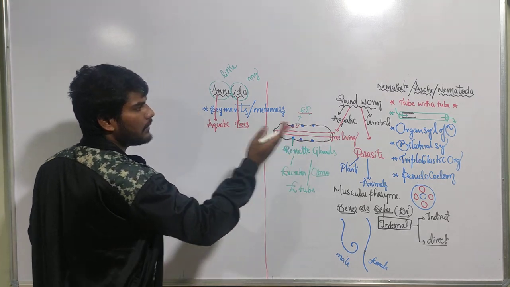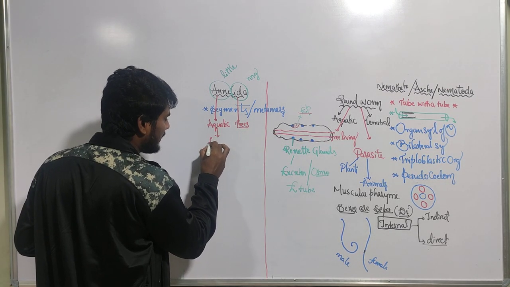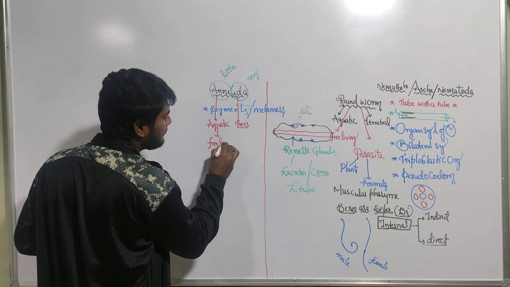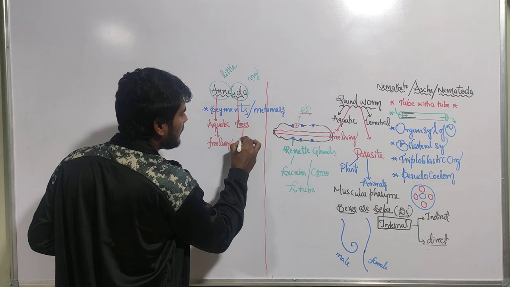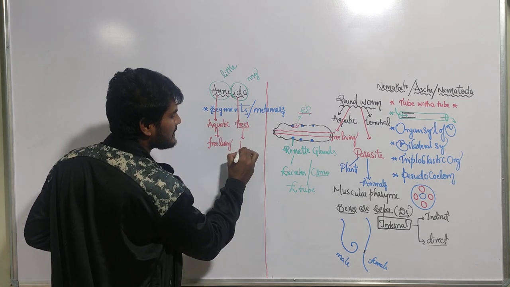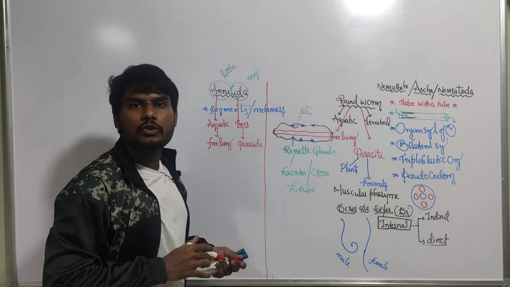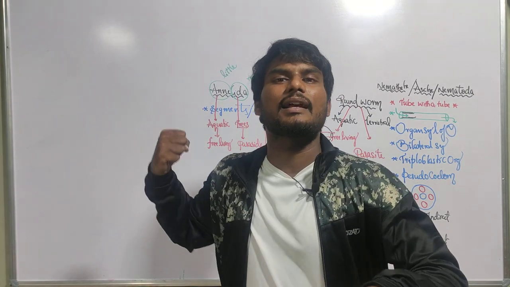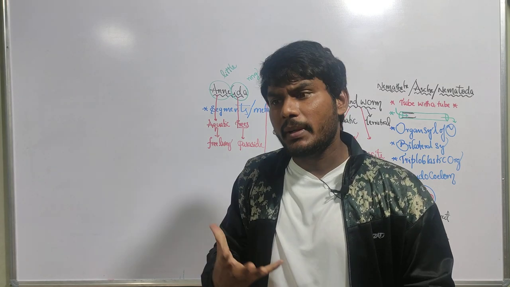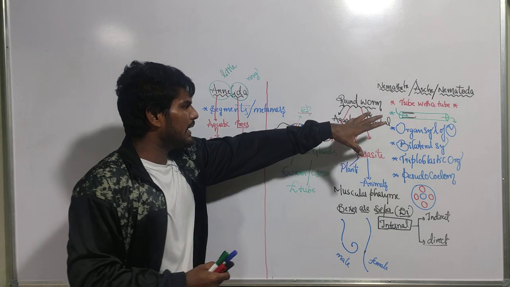Same as Aschelminthes, some of the annelids are free living. For example, earthworm is free living. And some of the annelids are parasites. For example, leech. In water it will be present, it will attach to our skin and suck the blood. Leech is a parasite because it is gaining blood.